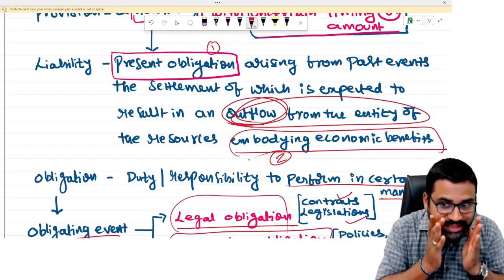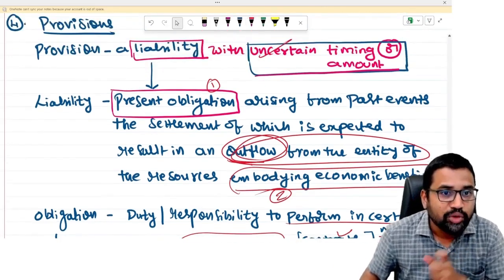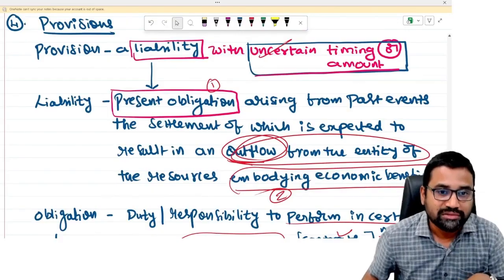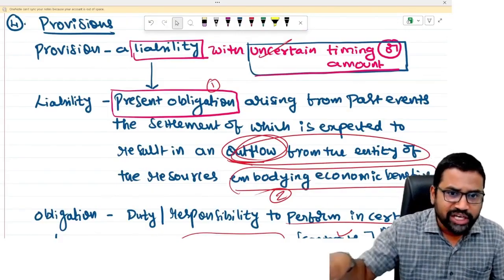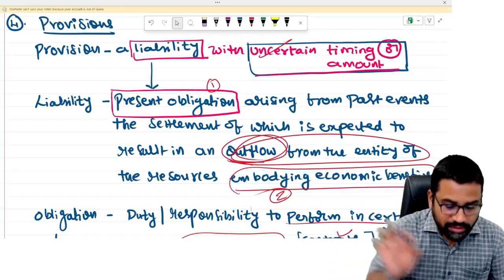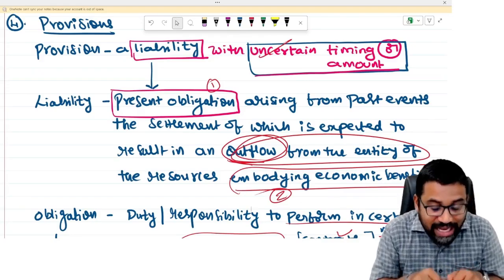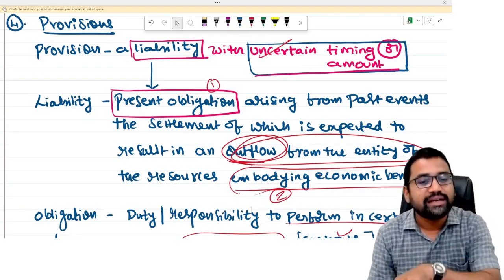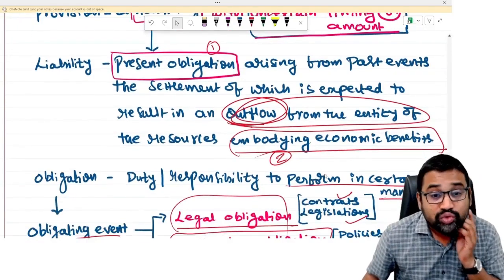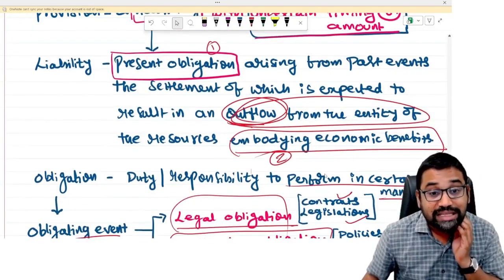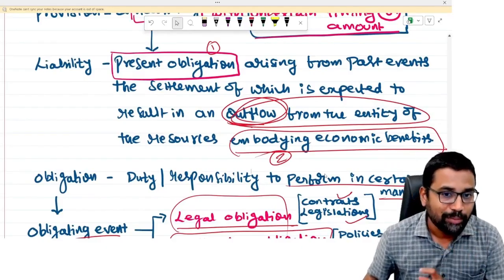And once you say this is your liability, next you say liability with uncertain amount and timing, then you say provision. Sir, there is a liability, but we know exactly when we need to pay and how much amount we need to pay. Then it is not a provision, it's a direct liability. So a liability with uncertain timing and amount is called provision. Understand it. Why do we use the word provision? Because there is uncertainty. Regarding what? Regarding the timing and regarding the amount.